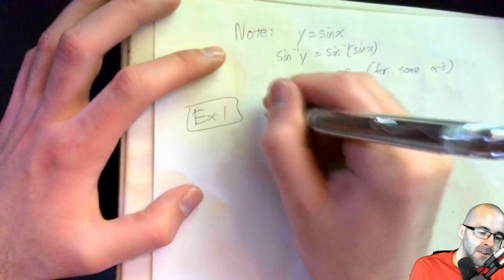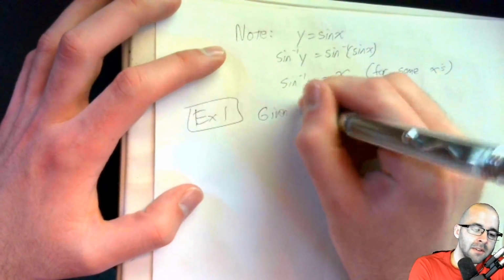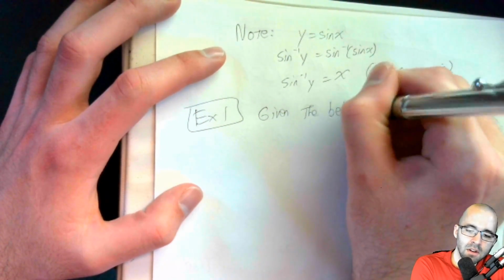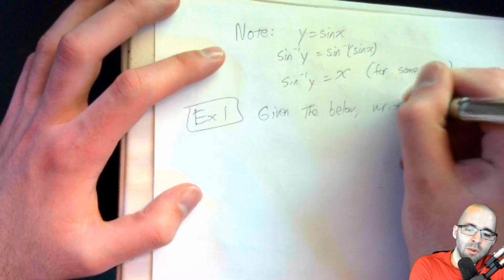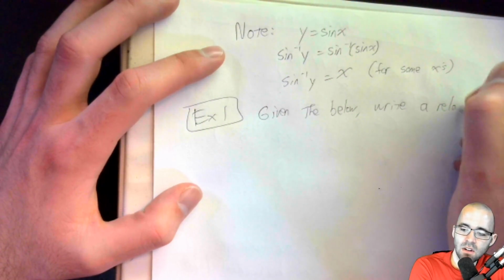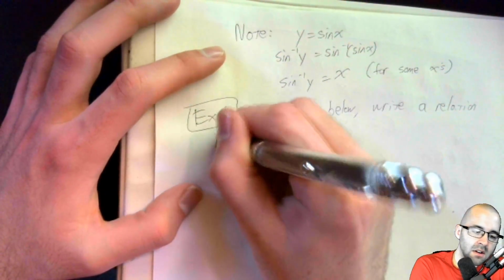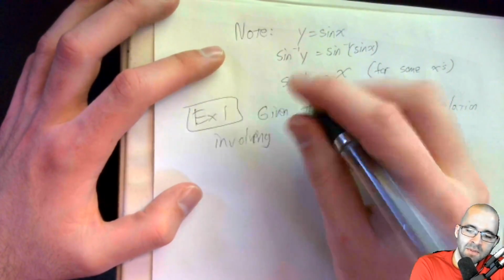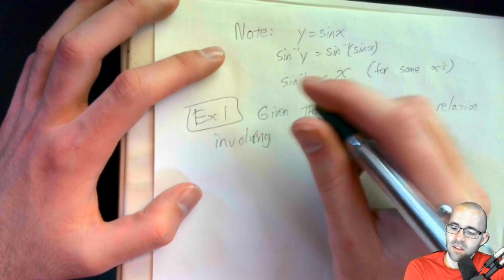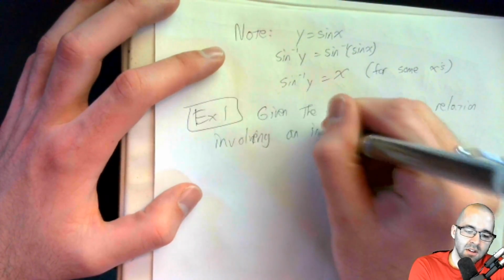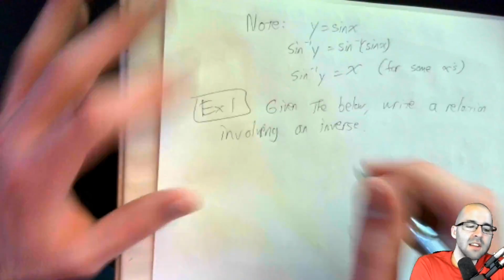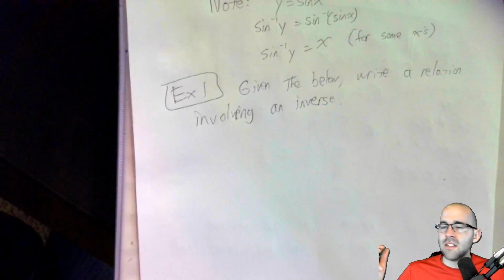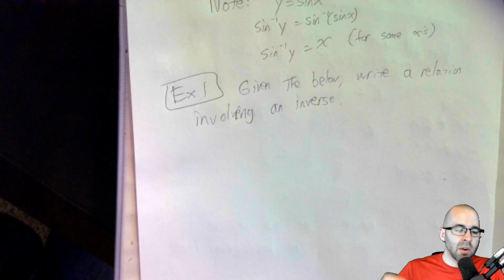All right, so given the below, write a relation involving an inverse function. This example is really just to give you some conceptualization of what's going on.